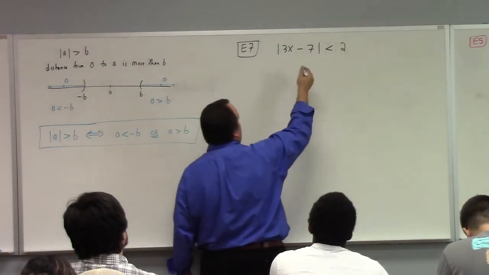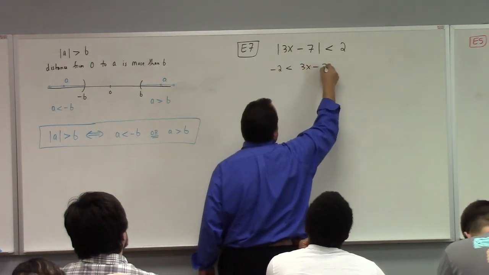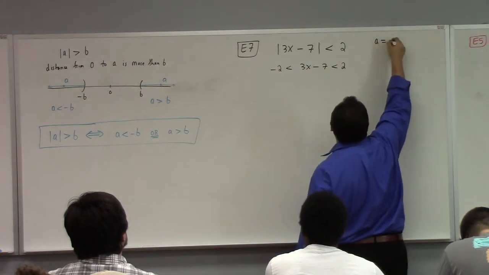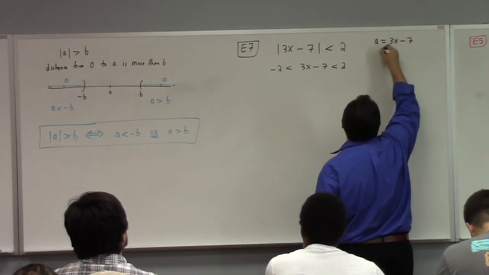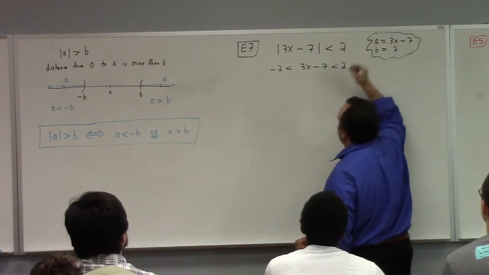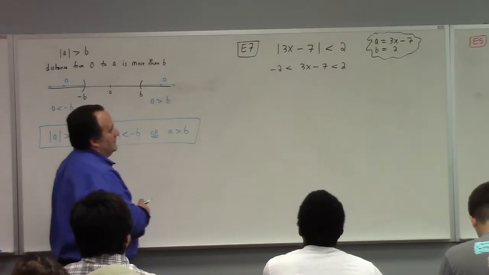So here's what we do. We go minus 2 less than 3x minus 7 less than 2. What I'm thinking about here is a equals 3x minus 7. In this case, b equals 2. That's my thought bubble here. All right, you got 1 is 3. The other one is 4. Now what do I do?